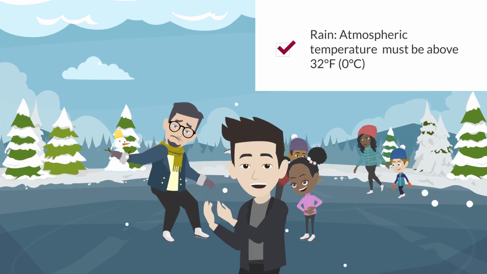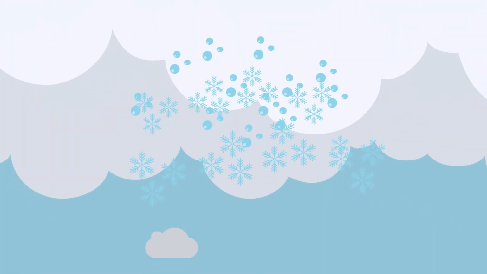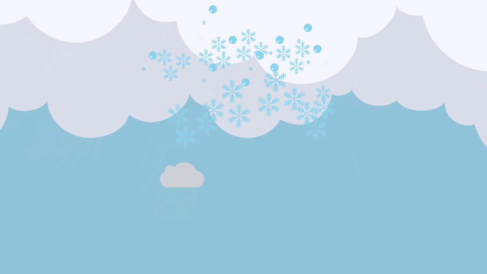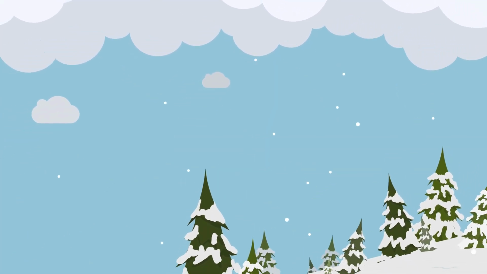Snow, on the other hand, happens when it's really cold, when the air is at or below freezing, which is 0 degrees Celsius. Water vapor in the sky turns directly into tiny ice crystals. These ice crystals join together and form snowflakes. So, instead of melting like with rain, they stay frozen and fall to the ground as snow.